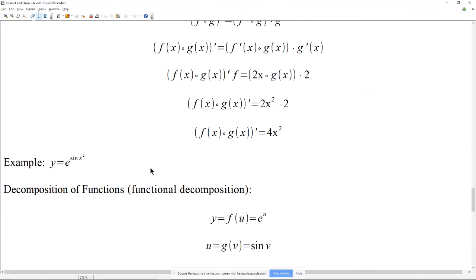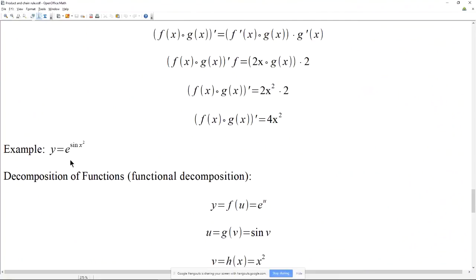So let's say you have a function like this: y equals e to the sine of x squared. Okay, that looks pretty intimidating. Yeah, it does. It's no joke. But we've already learned how to break things down, right? When we have composite functions, we learned how to simplify these things. It's like three functions in one.